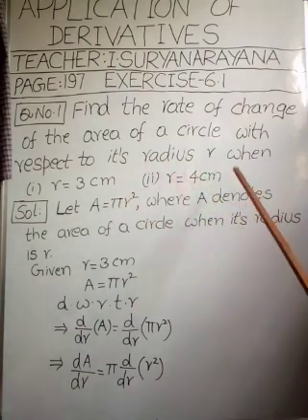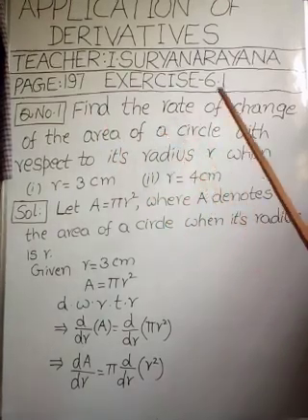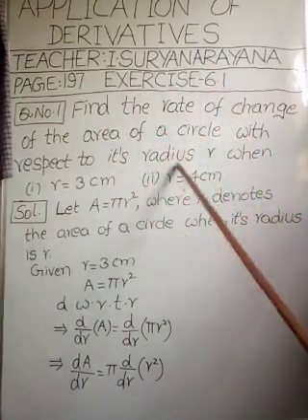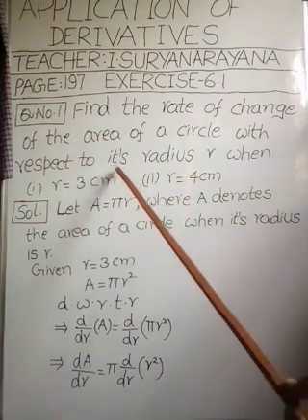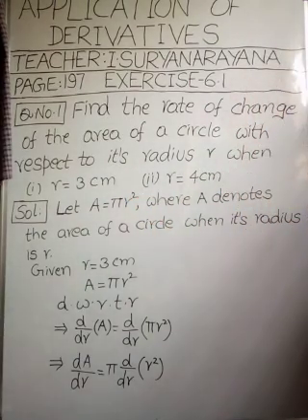In these two situations, we have to find the rate of change of the area of a circle with respect to its radius. It is given clearly with respect to its radius. So what should we find? dA by dr only. If it is not given, then we have to find dA by dt. Remember this point, my dear children. If they ask only find the rate of change, then we have to find only dA by dt.